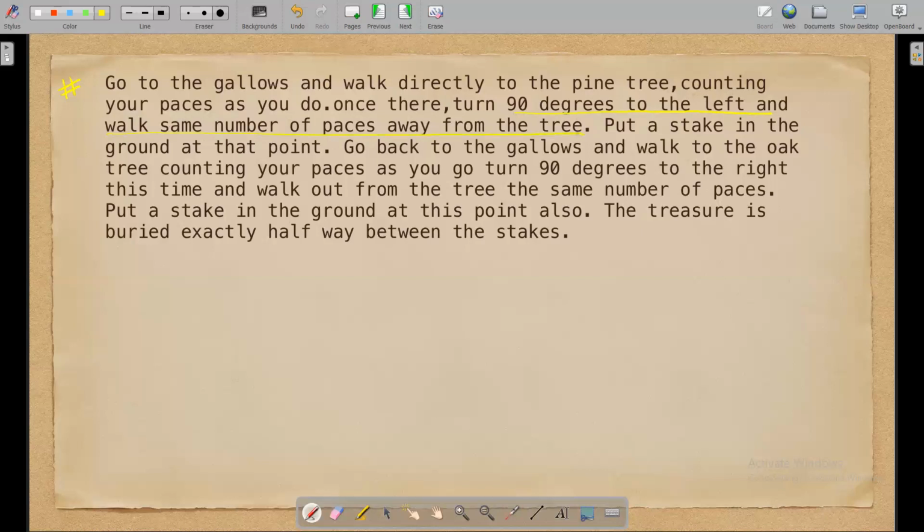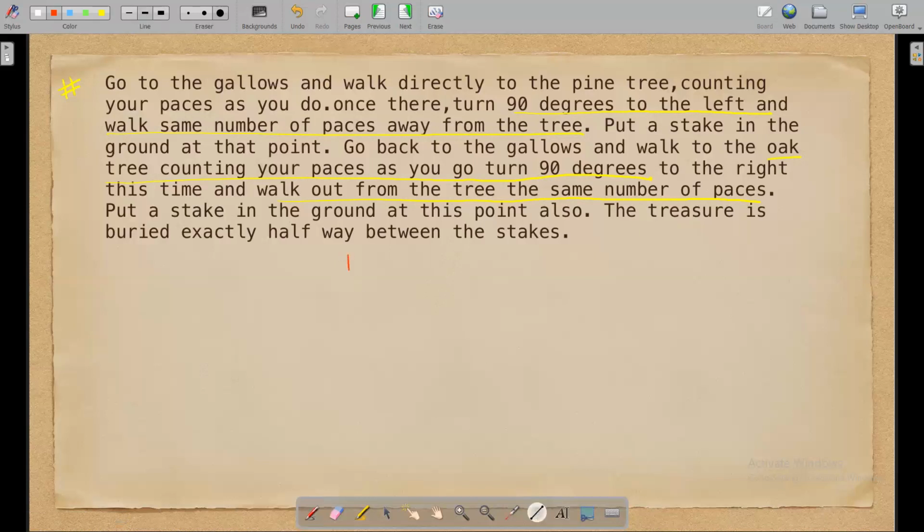Put a stake in the ground at that point. Go back to the gallows and walk to the oak tree, counting your paces as you go, and turn 90 degrees. But now you have to turn right this time and walk out from the tree the same number of paces. Put a stake in the ground at this point also. The treasure is buried exactly halfway between the stakes. Well, how are we going to utilize this information to solve the question, especially using the concept of complex number? So let's start with the question.